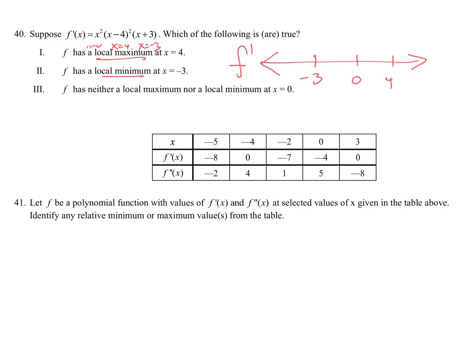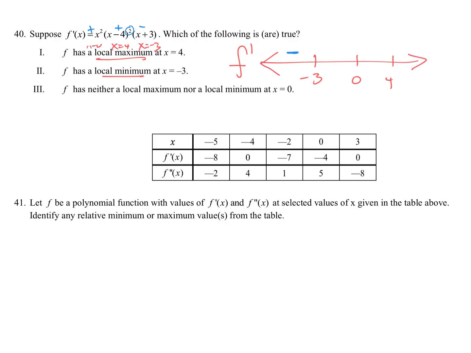All right, we need to see where f prime changes signs, so I need to think about test points. I need to pick a test point to the left of negative 3. How about negative 5? A test point of negative 5 is going to be a positive over here because it's going to get squared. And a test point of negative 5 is going to be a negative here. So positive times a negative is going to be a negative.